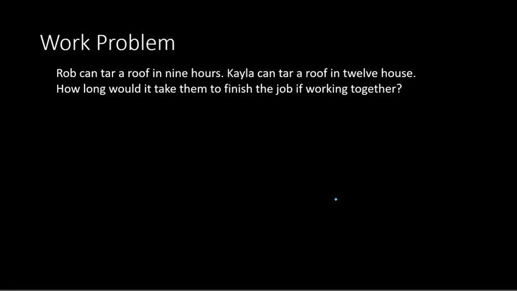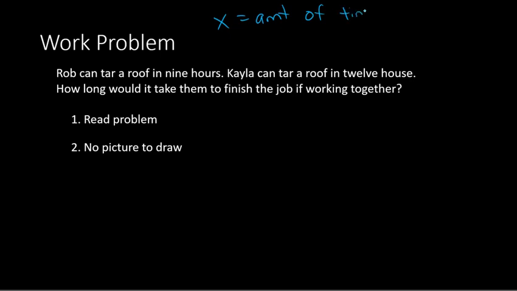So again, step one with any word problem is you want to read the problem carefully, draw a picture if needed, which here there is no picture to draw, and then we can establish our variables and put together information to then create an equation with which we can solve. All right, so our variable, what we're trying to find, says how long would it take them to finish the job if working together. So our unknown is going to be an amount of time. And you can write that out if you want. X is some sort of amount of time. And from here, we can use that to put things together.